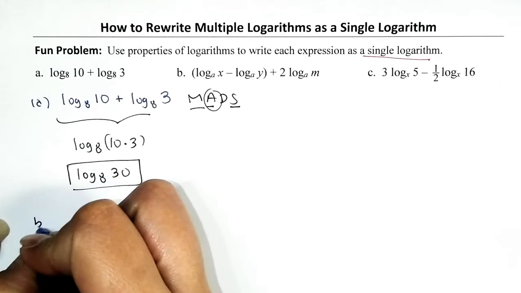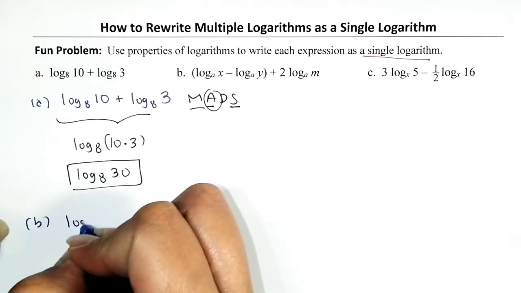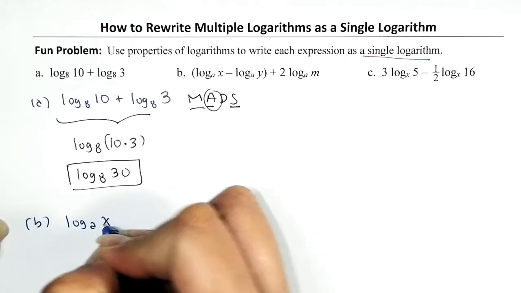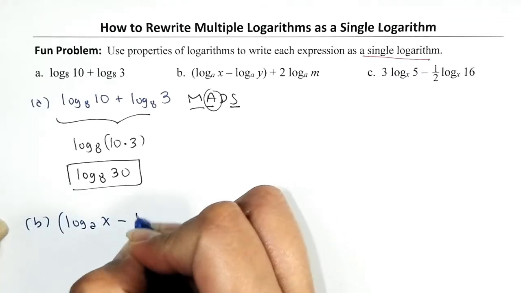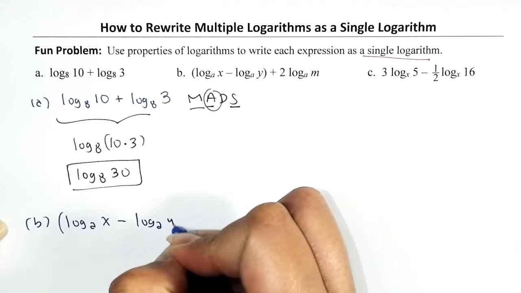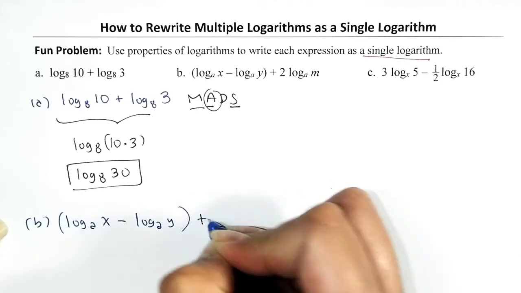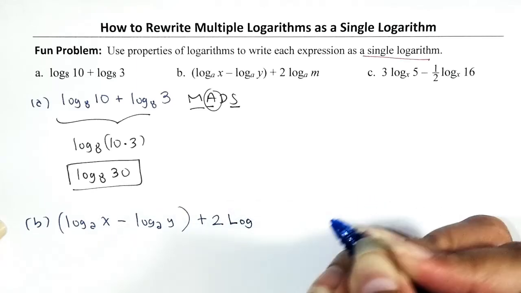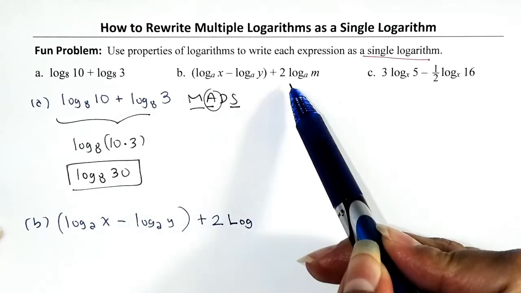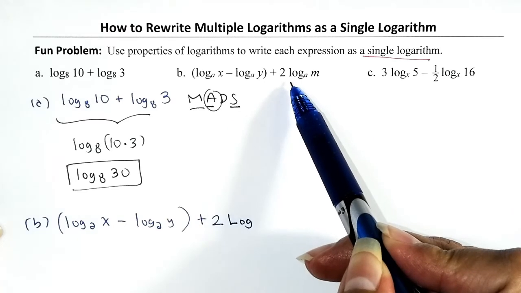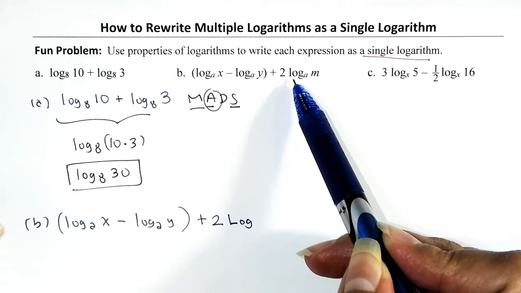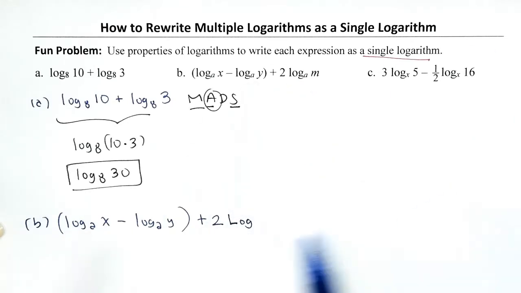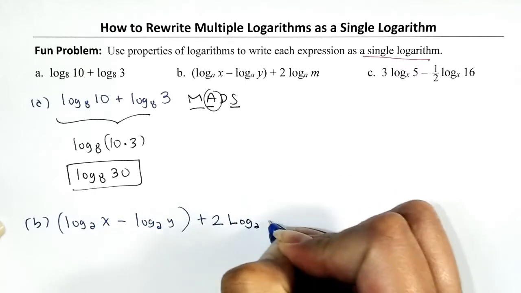Problem B, we have logarithm base a of x, I forgot to open parenthesis, minus logarithm base a of y, close parenthesis, and we're going to add to it 2 times log. I'm going to make it uppercase L, because when I do lowercase l with tired eyes, that looks like a 1. Well, right now that looks like a 1, so I'm not sure if it's a 1 or if I'm just tired. Probably both. So let's bring down the rest of the problem. We have 2 times log base a of m.